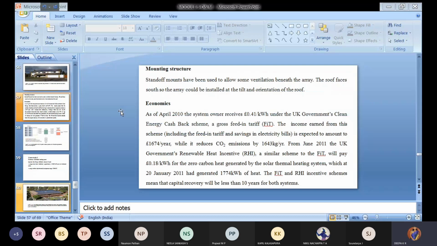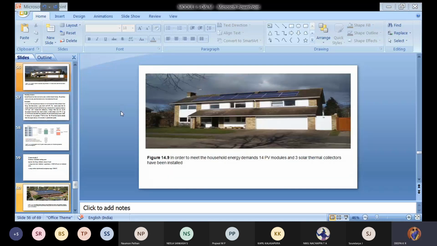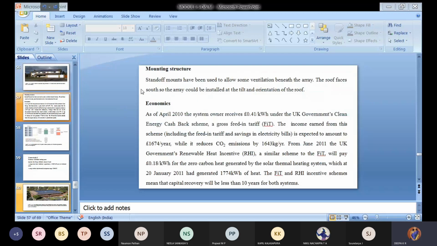Is it a roof mounting or a ground mounting? Roof or ground? So this is the first title, roof mounting itself. It is not tiled, it is metal, a normal roof itself. Okay, so you can see standoff mounts have been used to allow some ventilation beneath the array, and the roof faces south, so the array could be installed at the tilt and orientation of the roof itself.